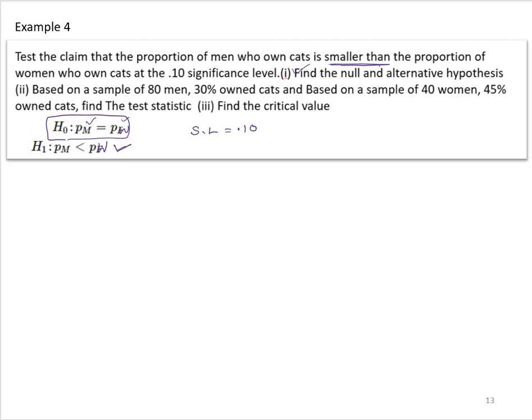Find the null and alternative hypotheses. Now based on a sample of 80 men, that means N1 is equal to 80, 30% own cats. So what is 30% of 80? So that is 30, so that will be taken as X1, the successes.